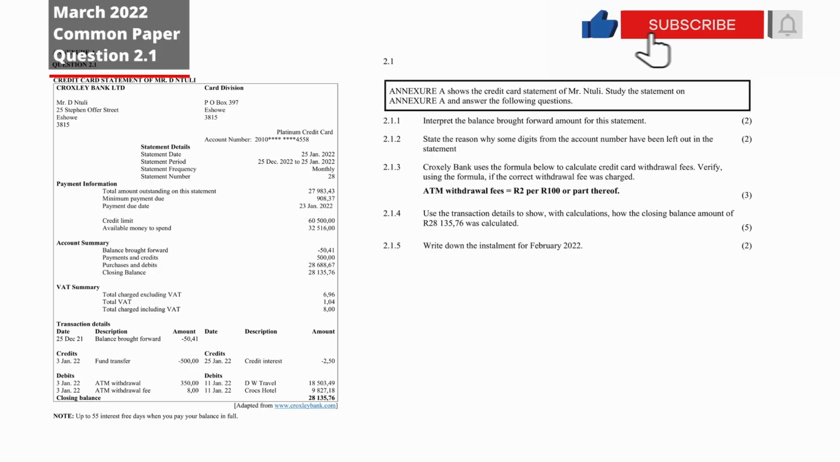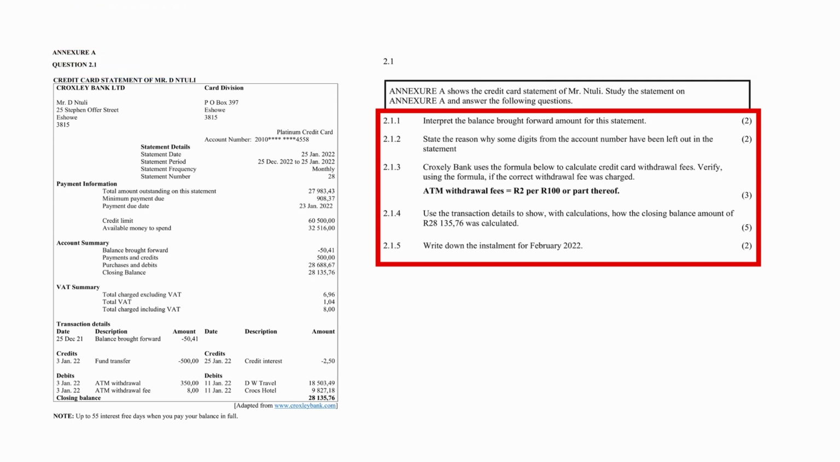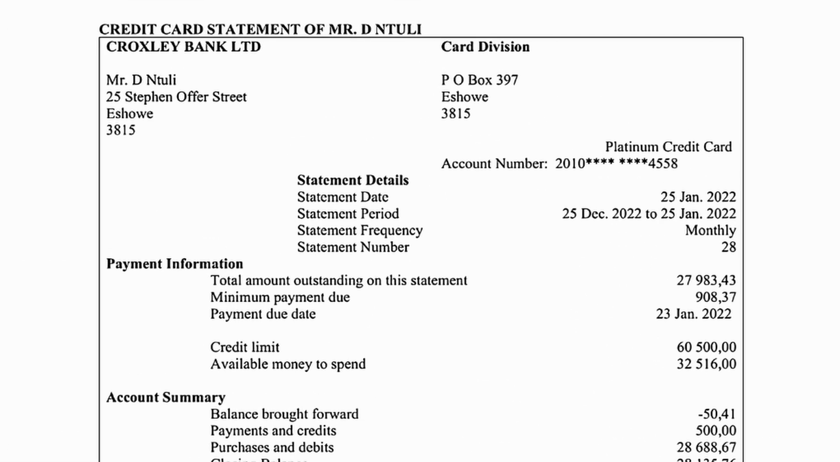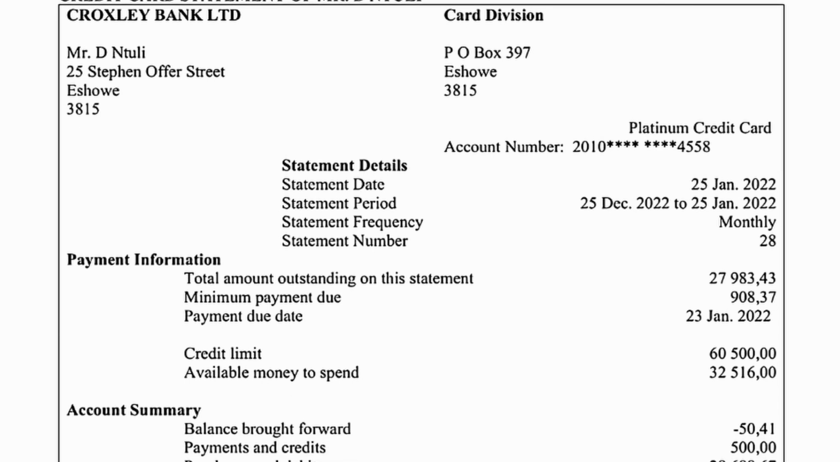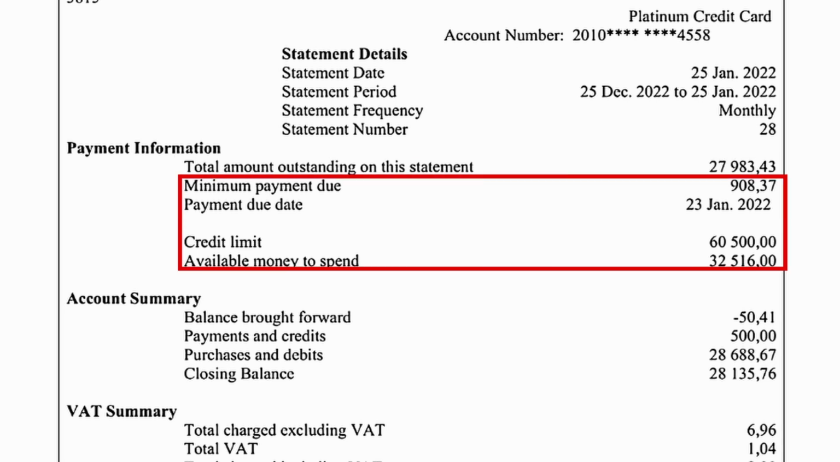Question 2.1 consists of 5 finance questions that were designed to assess your understanding of financial documents in the context of a credit card statement. In Annexure A, you are given a credit card statement that has the usual personal and statement details at the top. The payment information lists the total amount outstanding on this statement. This is the amount owed by Mr. Ntuli. The minimum payment, payment due date, credit limit, and available money to spend are also listed here.